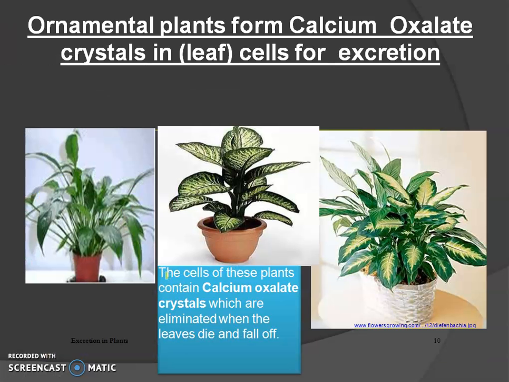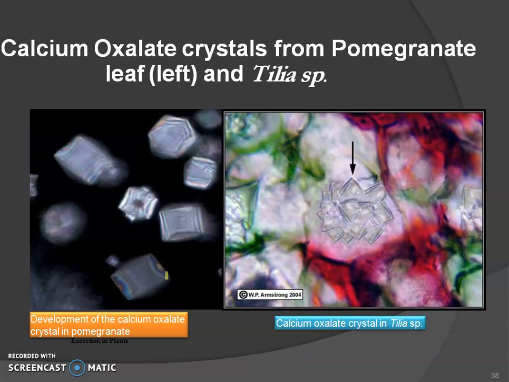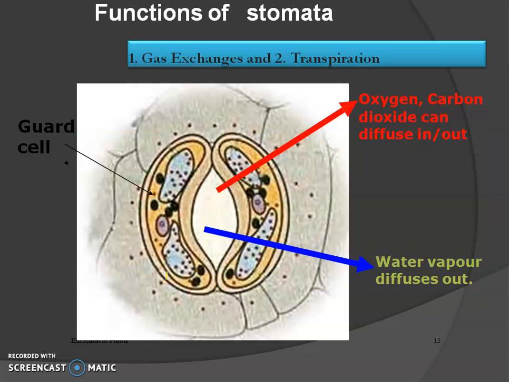Then ornamental plants form calcium oxalate crystals in the leaf cells for excretion. The cells of these plants contain calcium oxalate crystals which are eliminated when the leaf dies and falls off. At that time these crystals are removed. So you understood. Then calcium oxalate crystals from pomegranate leaf and Tilia species.